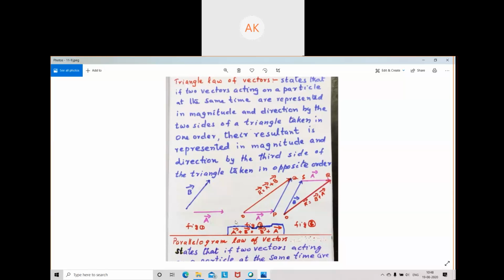From O to Q you have to move in reverse order. So the arrow mark should be like this. Reverse order. That is very important.